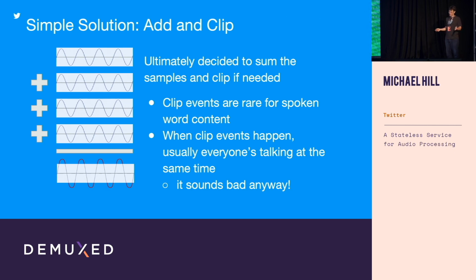If you add up a bunch of audio signals, you're going to have clipping. That's a negative audio artifact that you might introduce. But what we found is that for the type of content we're dealing with here, spoken word conversations where primarily one person is talking at a time, generally we don't have that many clip events. It's fairly rare for the spoken word content that we see here. And when clip events do happen, it's generally when everyone's talking over each other, and it's not the greatest audio to listen to anyway.